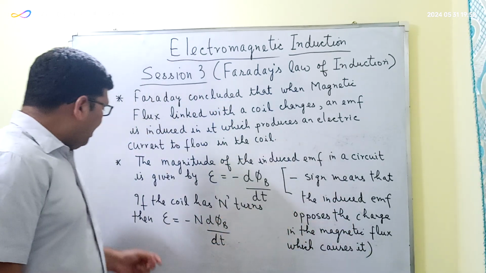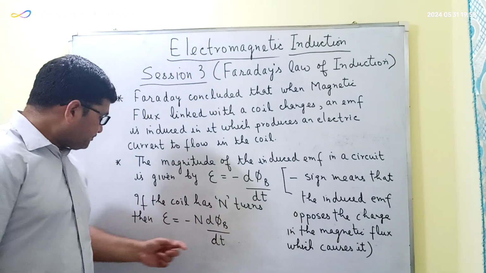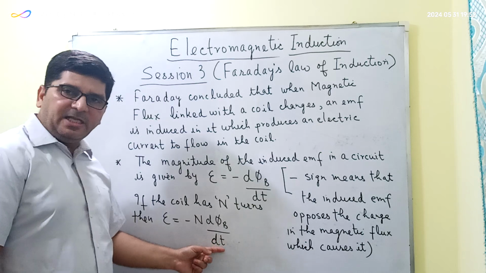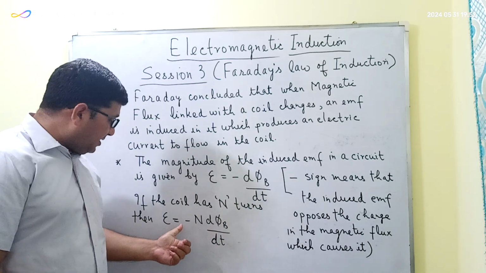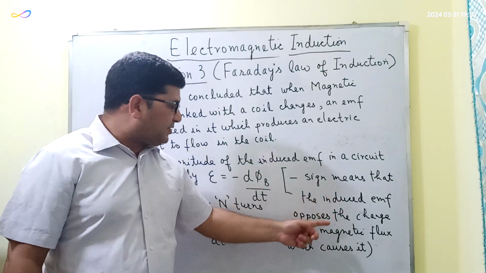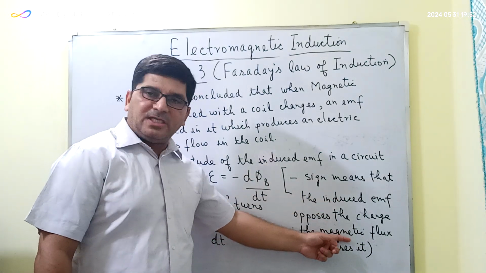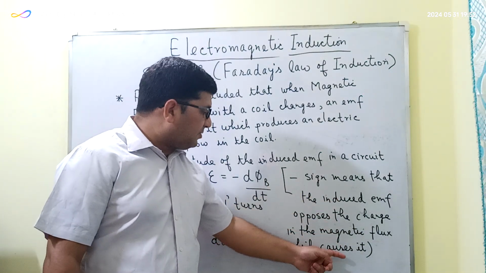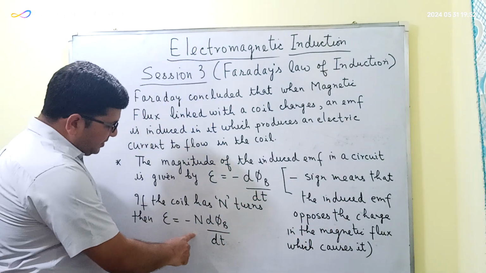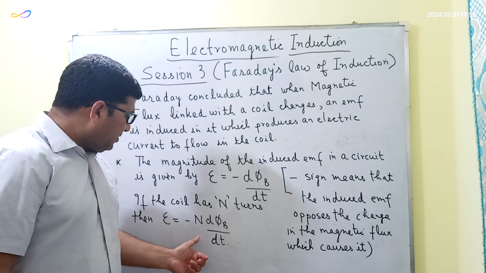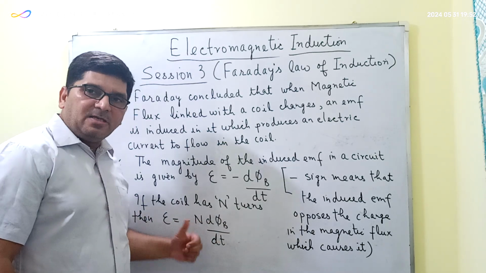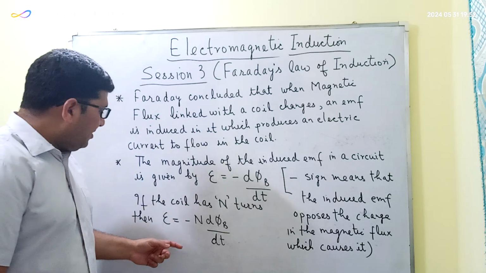EMF. Now if the coil has N turns, then the induced EMF is given by N d phi upon dt. Here again, the minus sign indicates that the induced EMF is opposing the change in the magnetic flux which causes this induced EMF. From this formula, we can see that the induced EMF can be increased by increasing the number of turns in the coil.